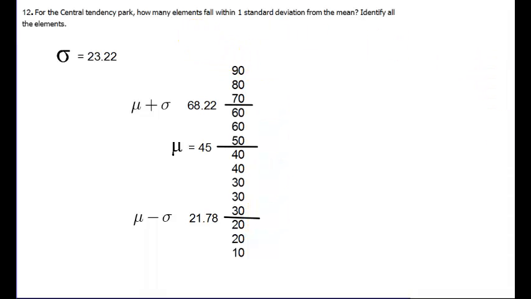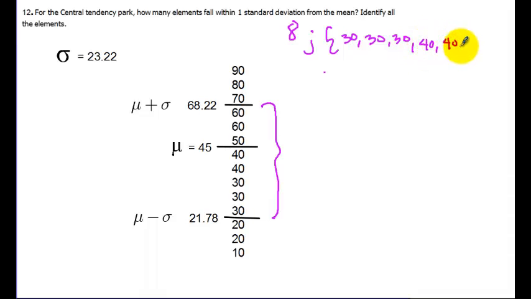So how many elements fall within one standard deviation? This is our one standard deviation. How many elements do we have? We have 1, 2, 3, 4, 5, 6, 7, 8 elements. Identify all of the elements. The elements are 30, 30, 30, 40, 40, 50, 60, and 60. So these are the elements within one standard deviation from the mean.